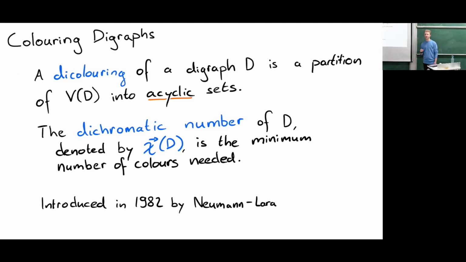And then just like any other coloring notion, we care about the minimum number of colors needed, and so the dichromatic number, denoted by \vec{\chi}(D), is the minimum number of colors needed for any dicoloring. So this concept of dicoloring and the dichromatic number was first introduced in the 80s by Neumann-Lara, but has really picked up interest in the last 10 to 15 years. There's been a lot more focus on this notion, especially when it comes to also looking at induced subgraphs.